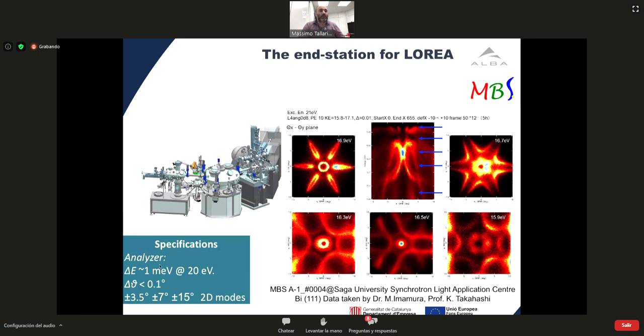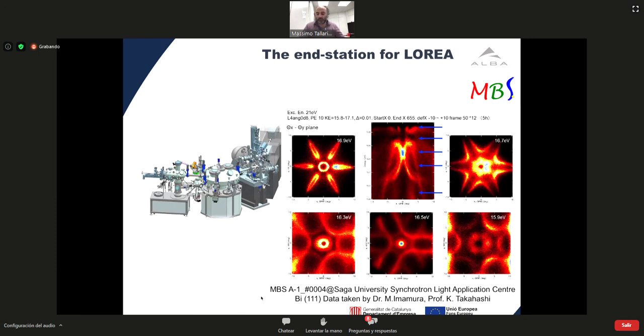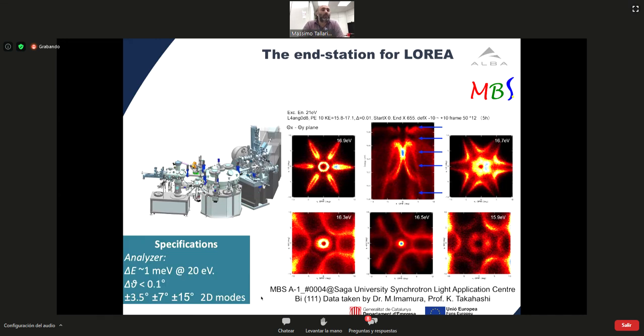Some more information. First of all, the analyzer has a resolution better than 1 millielectron volt when working at 20 electron volt, with angular resolution better than 0.1 degree, and we have 3 modes, or 3 2D modes, from the small angle to the large angle, to cover the whole Brillouin zone.